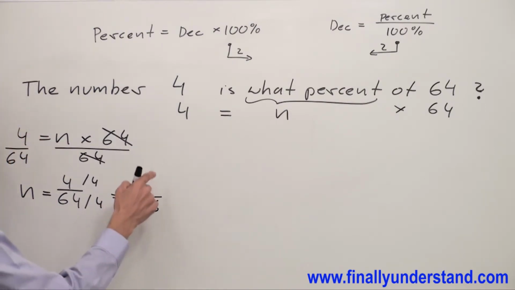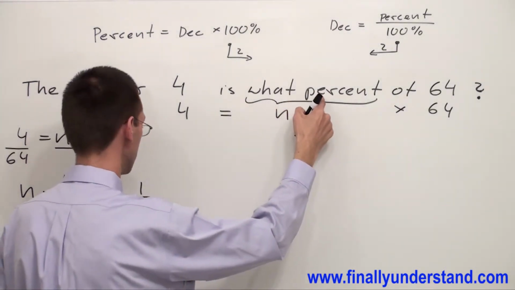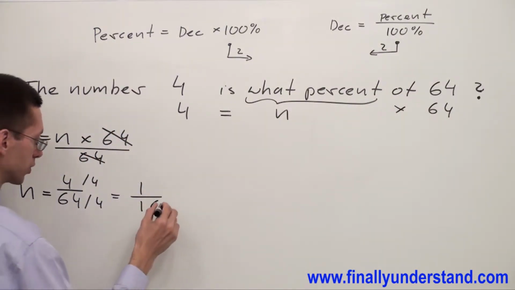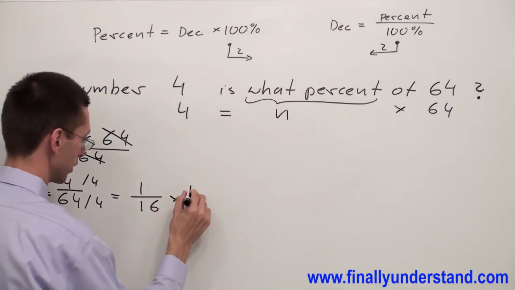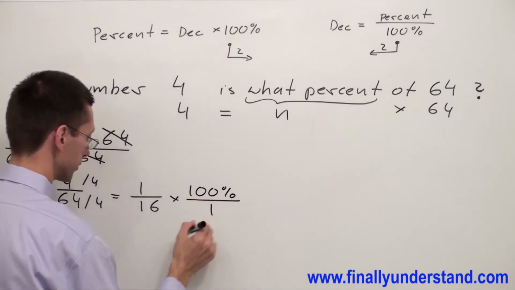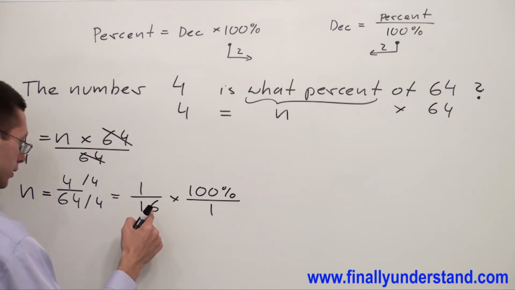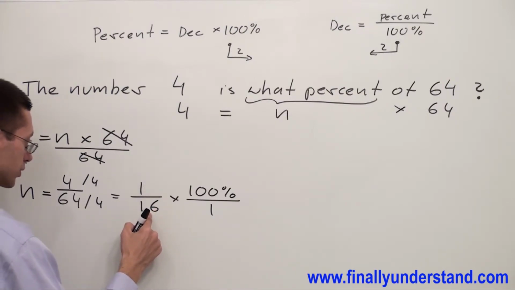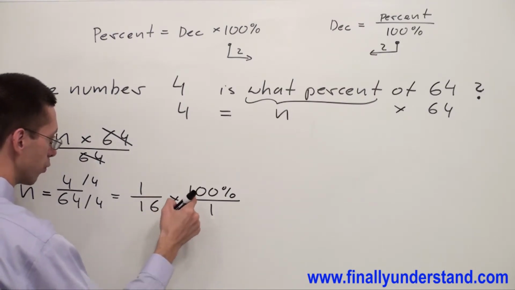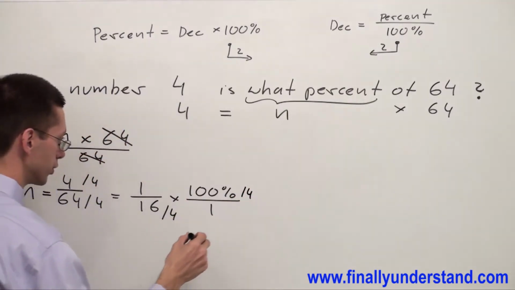Next, you have to get back to the problem and check what the problem is asking for. What percent means we have to convert this fraction to a percent. Anytime you want to convert a fraction to a percent, you have to multiply that fraction by 100% over 1. Now, please notice that the denominator of the very first fraction is a number which is divisible by 4, and 100 is also divisible by 4. So I can reduce these two fractions.